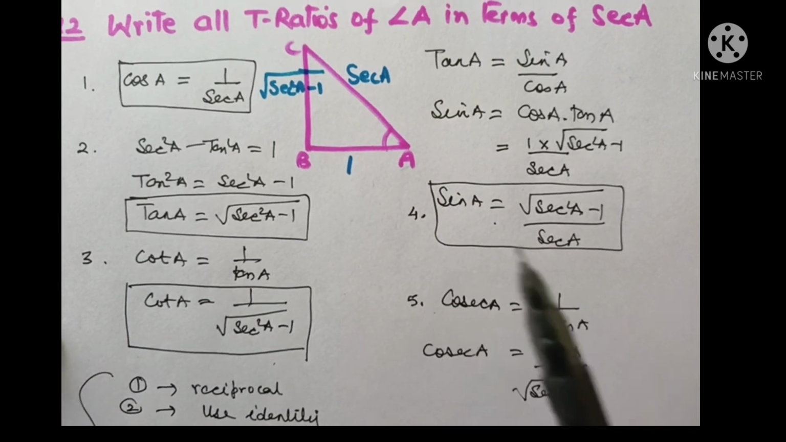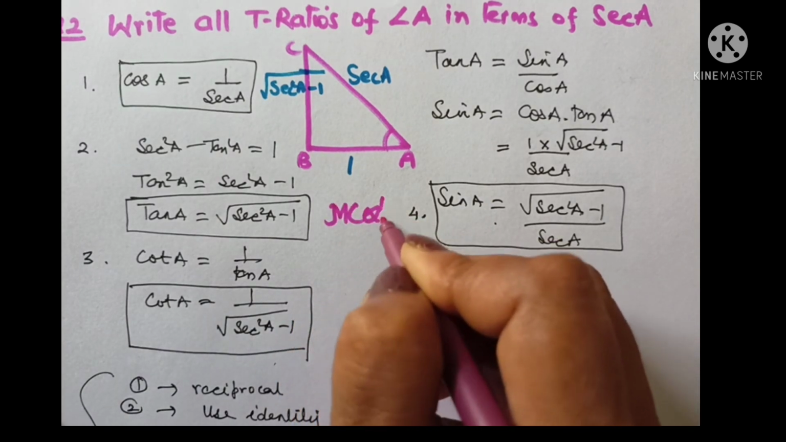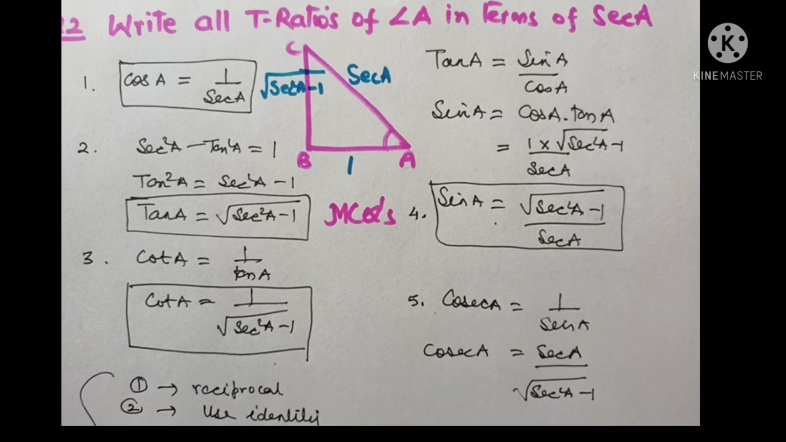So how quickly and how easily we can write down all the t ratios in terms of any one t ratio. This is a shortcut method which is highly useful for MCQs, and otherwise I have explained the subjective method.